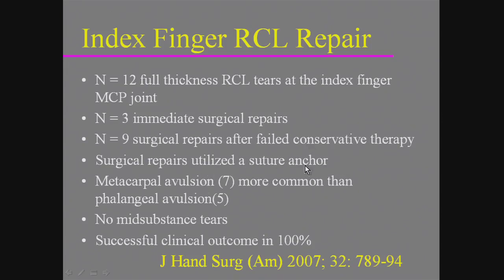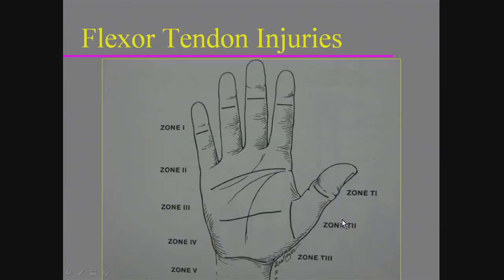The repairs were done using a little suture anchor. It's more common to avulse the metacarpal attachment than the phalangeal attachment, and in no cases were there mid-substance tears. So one of the 2 attachments usually avulses in this situation, and they had very good outcome following this stabilization procedure.